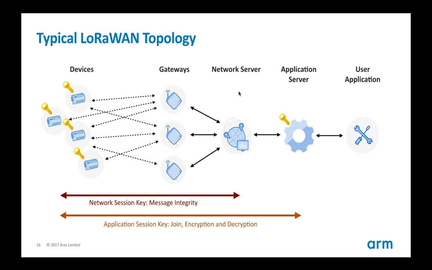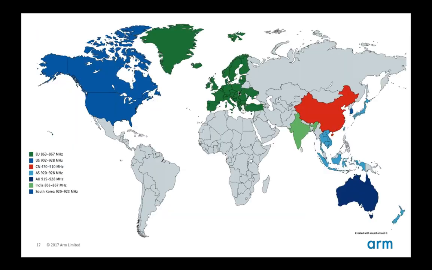LoRaWAN uses the so-called ISM bands, the industrial, scientific, and medical bands, which are unlicensed. So although the spectrum is regulated almost everywhere in the world, not the entire spectrum is licensed. So you can set up your own Wi-Fi network, you can set up your own personal area network on Bluetooth, and likewise you can also set up your own LoRaWAN network.